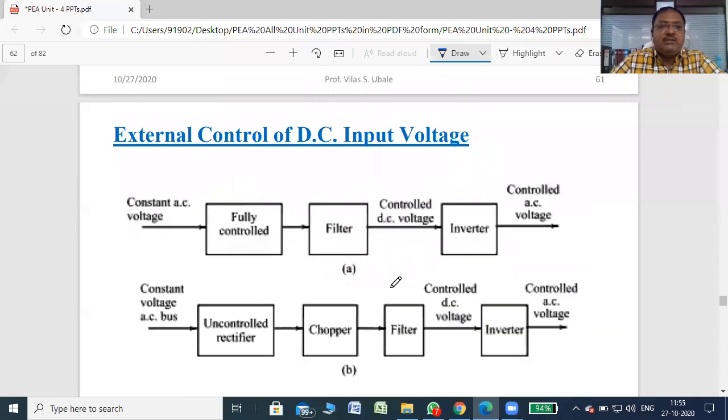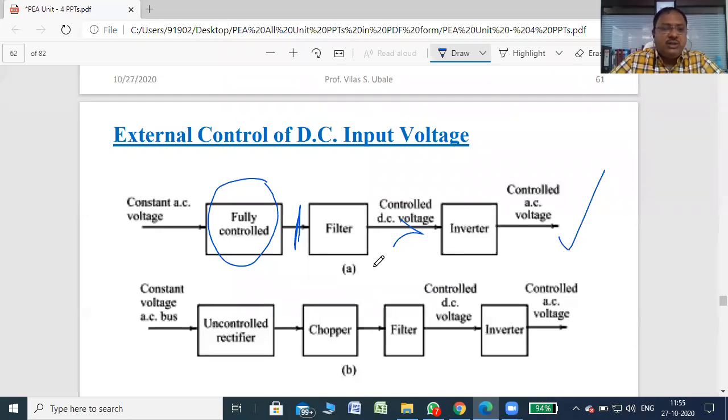Then the second scheme is external control of DC input voltage. It has four different methods. The first is constant AC applied to the fully controlled converter, which converts AC into DC, whose output voltage can be varied by changing the firing angle of the SCR used as part of the controlled converter. The output of this fully controlled converter is a variable DC. After filtration, you can apply the variable DC to the inverter so that you will get a variable AC as output.